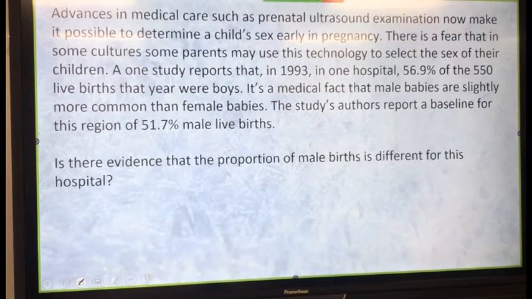It's a medical fact that male babies are slightly more common than female babies. The studies also report a baseline for this region of 51.7% male live births. Is there evidence that the proportion of male births is different for this hospital?